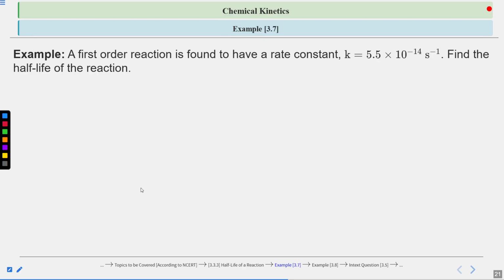Okay, now let's do an example here, which is marked as 3.7. The example is that a first order reaction is found to have a rate constant K equal to 5.5 times 10 to the power minus 14. So we have a first order reaction, and its rate constant value is already given in second inverse.